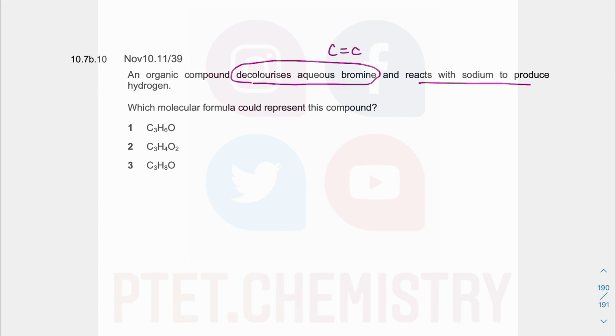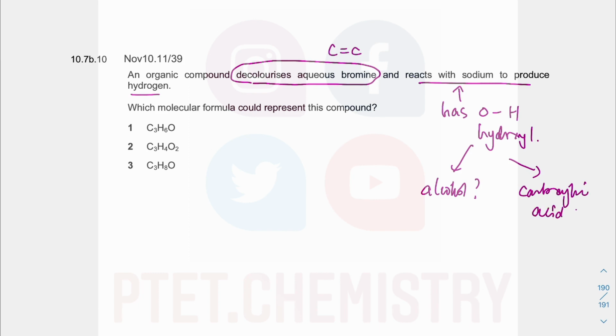Reacts with sodium to produce hydrogen. So it has OH. I'm not saying it is alcohol, I'm saying it has an OH hydroxyl. Be very careful here, because it could be alcohol. It could also be carboxylic acid, because even carboxylic acid reacts with sodium to give you hydrogen gas as well, because it's got the hydroxyl OH. These are functional groups. This is just the OH hydroxyl group. Alright. So these are 3 carbon compounds. By looking at it, I should be thinking about this and this.